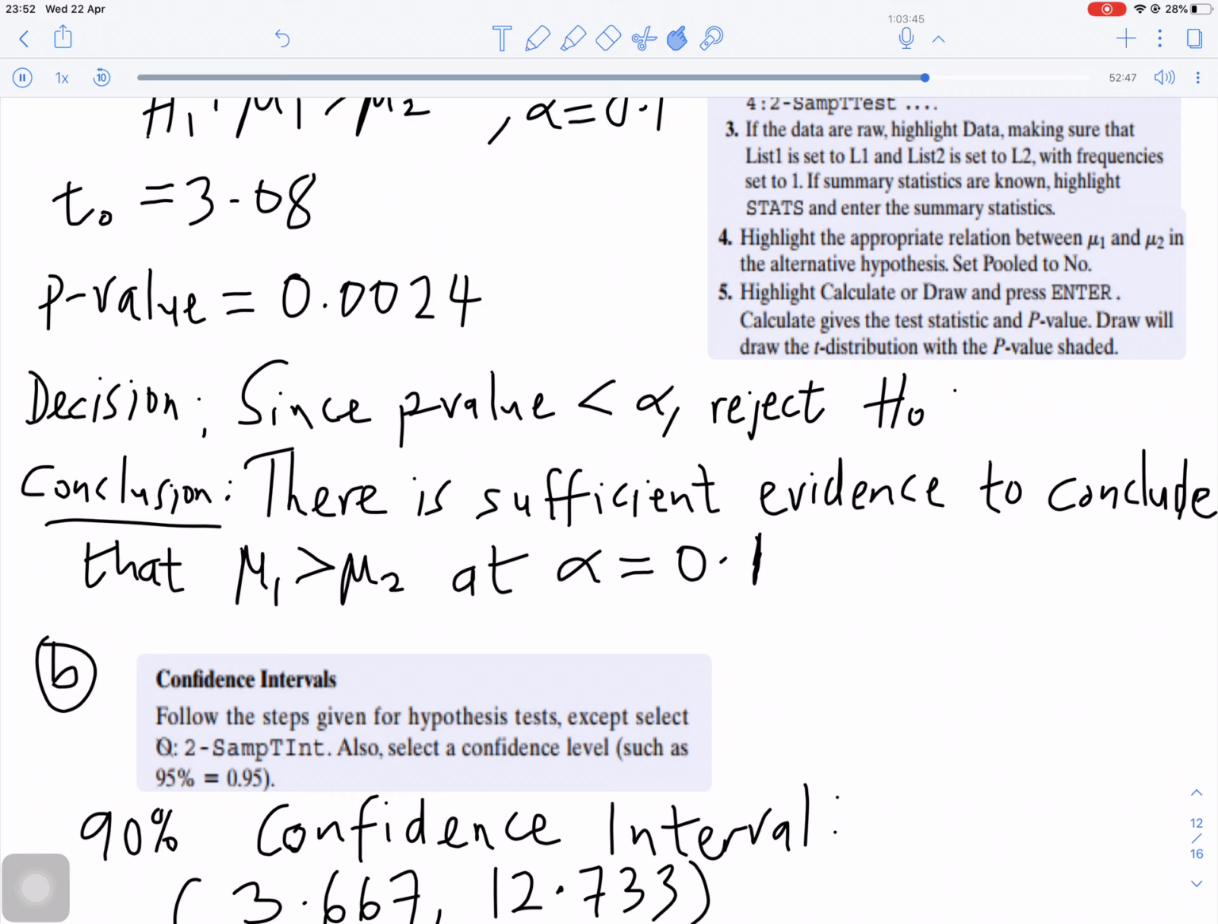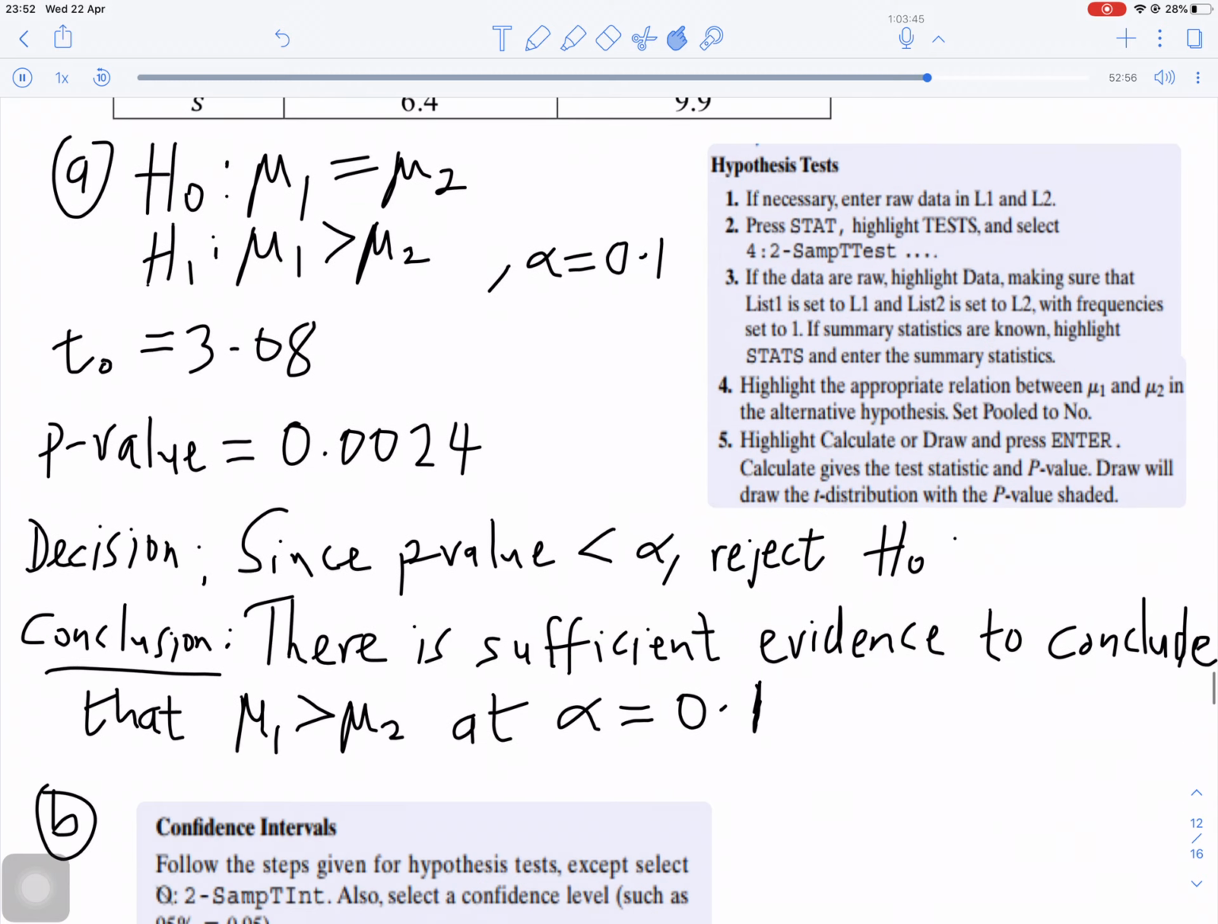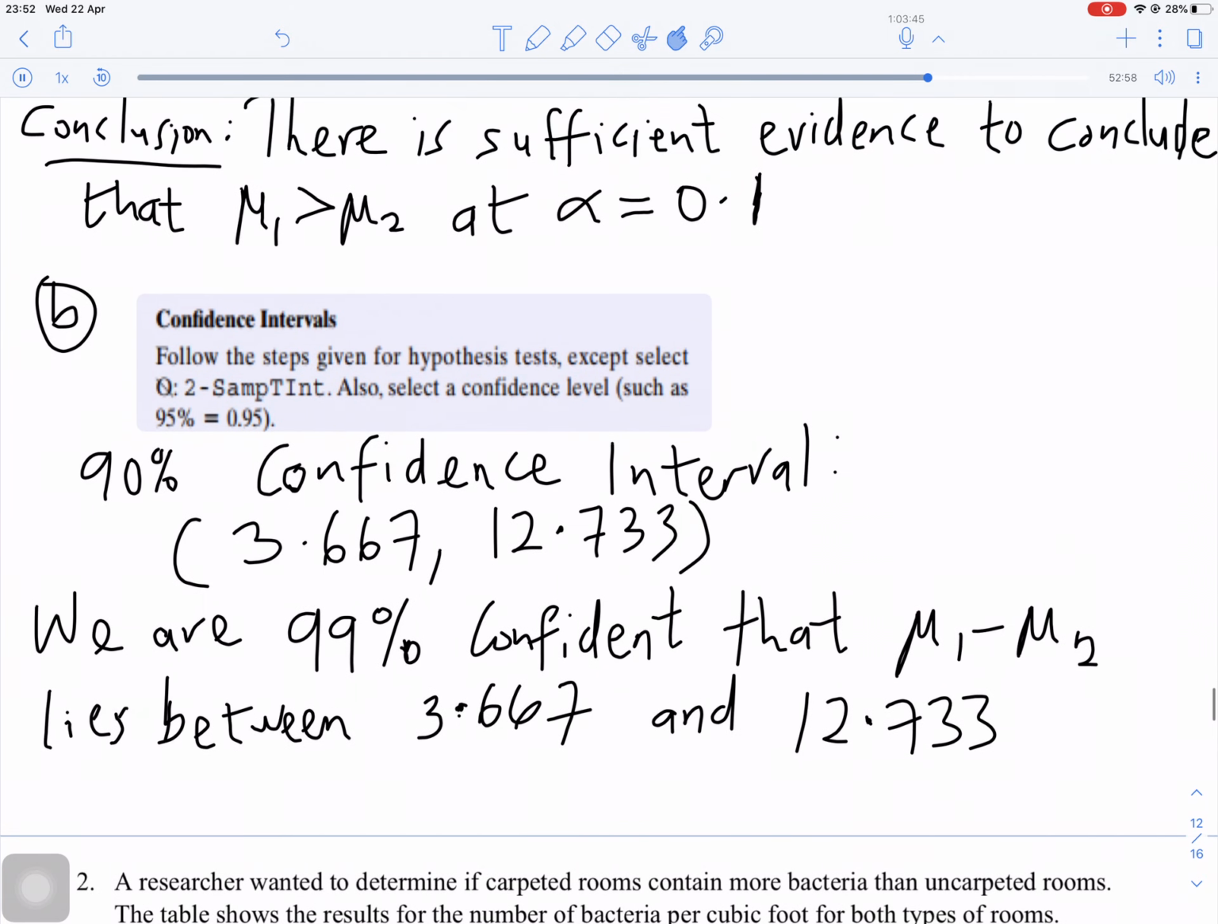We go to B. Construct a 90% confidence interval about mu1 minus mu2. We are using a similar approach. We go to Start, go to Tests. This is the confidence interval, so go to Start, go to Tests. Then we do the 2 sample t interval.